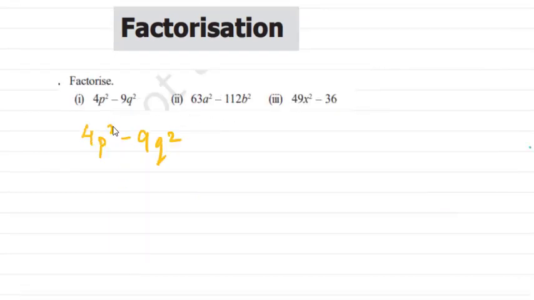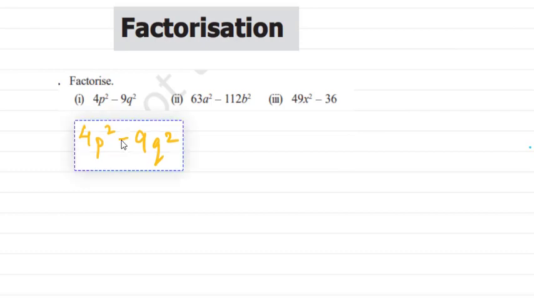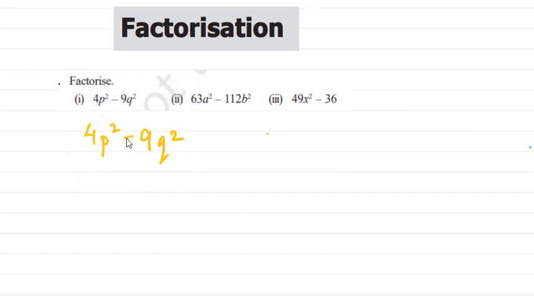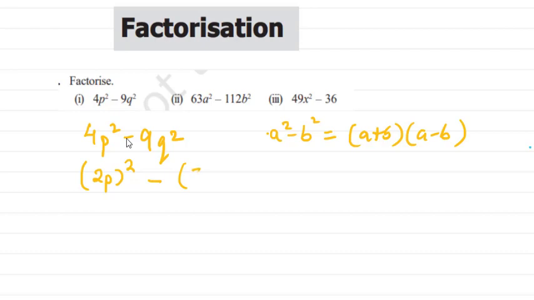Here we have another question, 4p square minus 9q square. Wherever you get this kind of expression, where you have two terms separated by a minus sign, you can think about this formula, that is a square minus b square equals a plus b into a minus b. So here also your 4p square can be written as 2p whole square, because 4 is the square of 2 and p square is the square of p. Then 9q square can be written as 3q whole square.